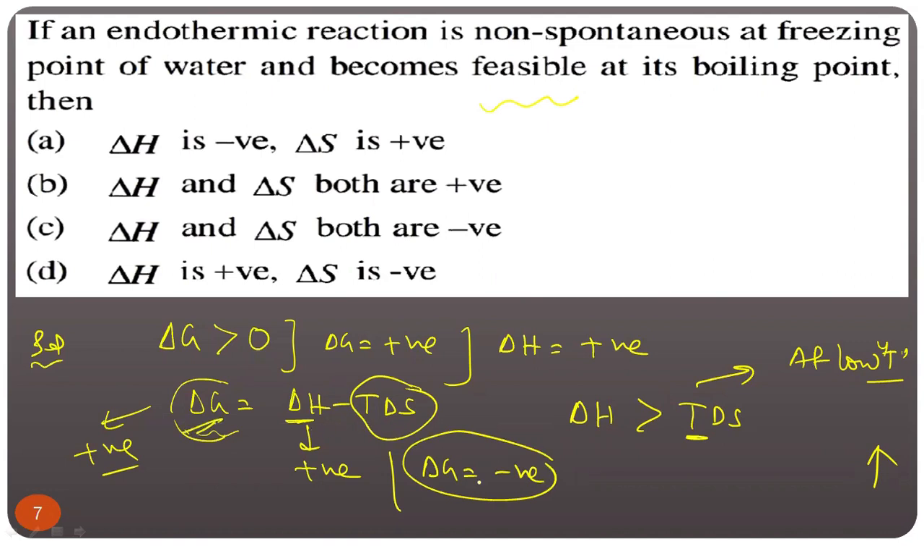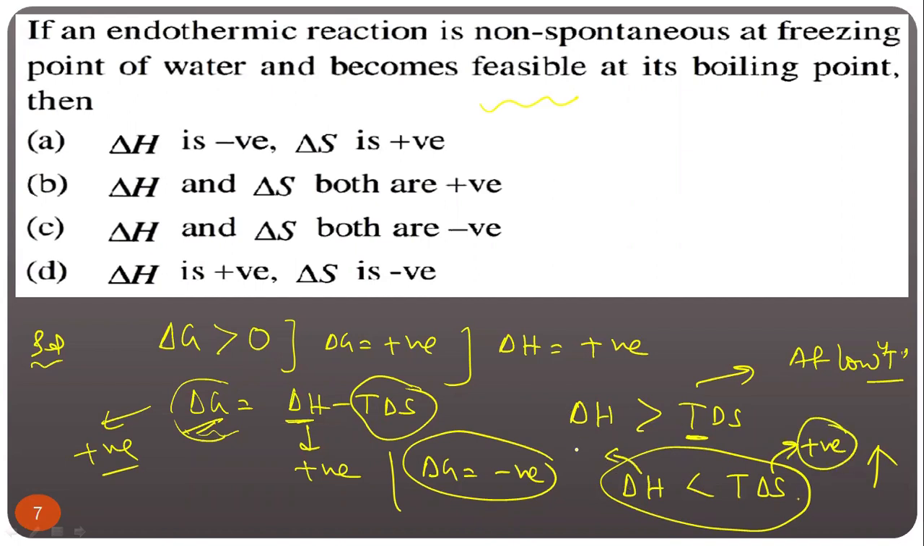Clear? Now in this case, how to make delta G negative? That means delta H less than T delta S. Always remember, at high temperature. So in this case delta H less than T delta S is possible when temperature rises, this delta S should be positive, and this delta S and this delta H we know are given positive. So what we are getting is that both conditions are positive.